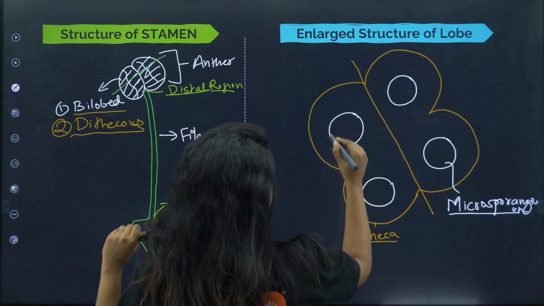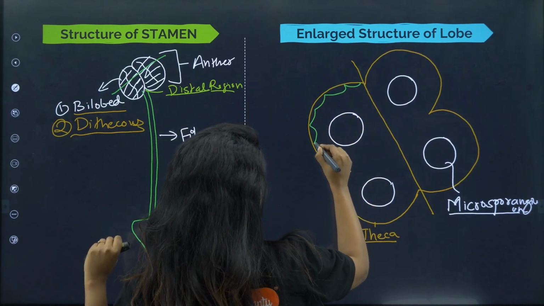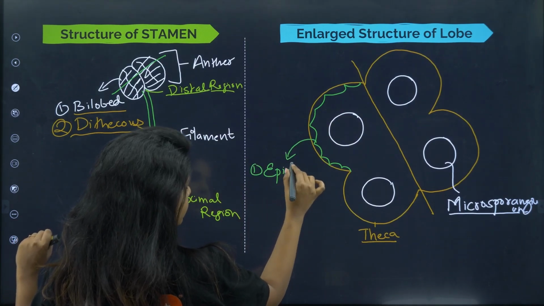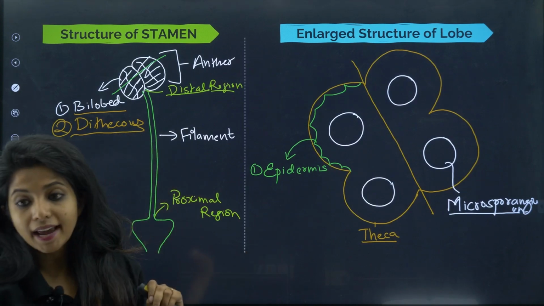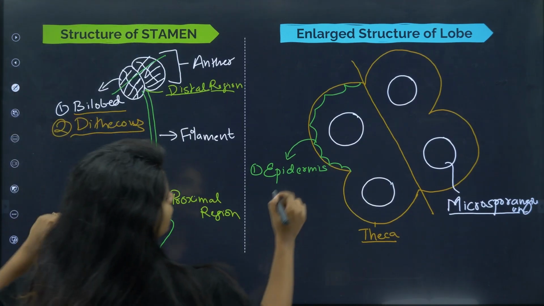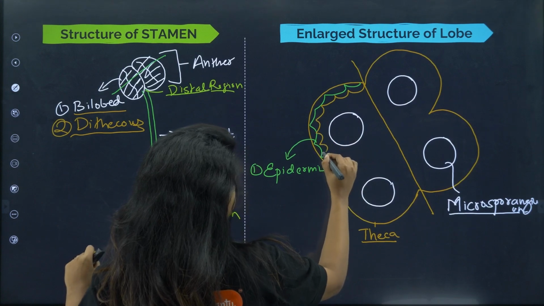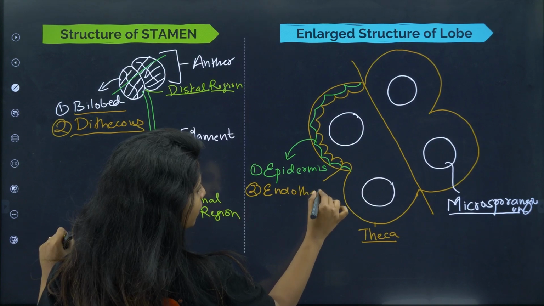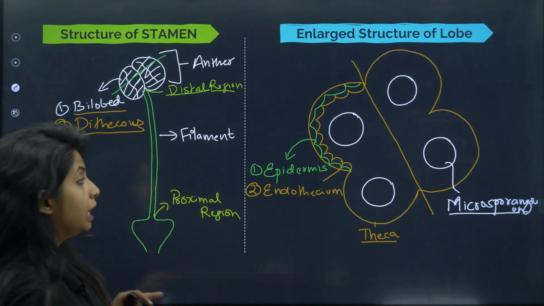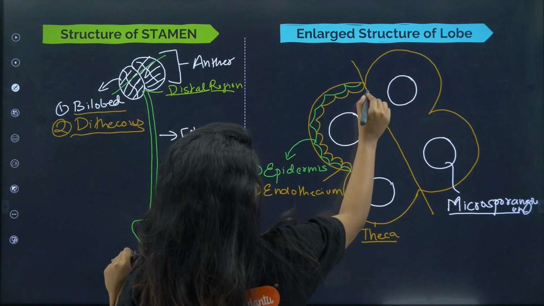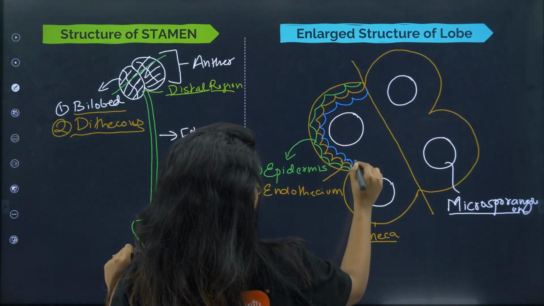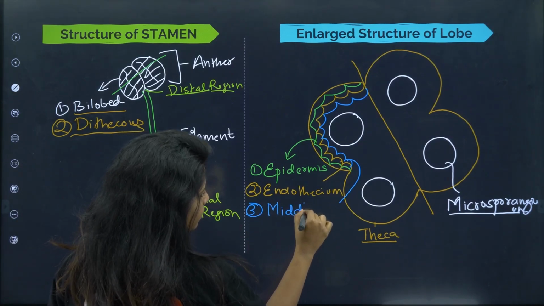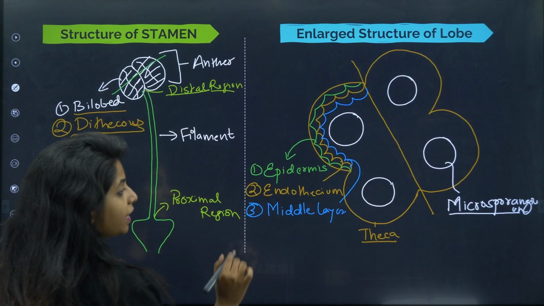So let's see. The first layer, which is over here. What do you call this layer? Epidermis. You call this layer epidermis. Now going ahead, you have the next layer. What do you call this layer? Endothecium. You call this endothecium. Now, there is another layer. This layer is known as, is it visible? Yes, middle layer. So you have three layers: epidermis, endothecium, and a middle layer.